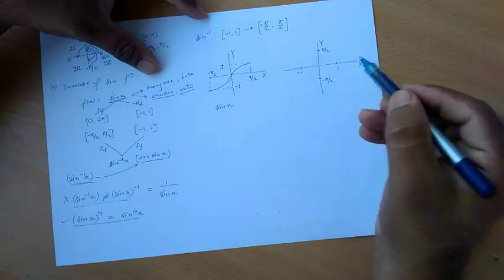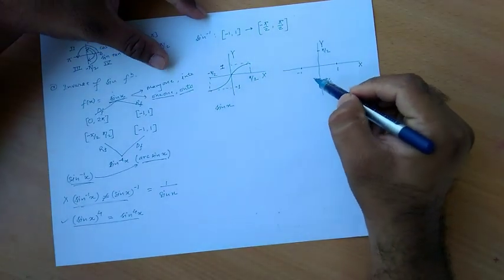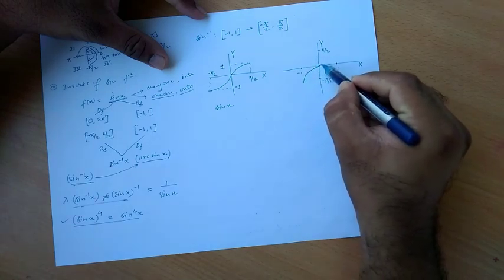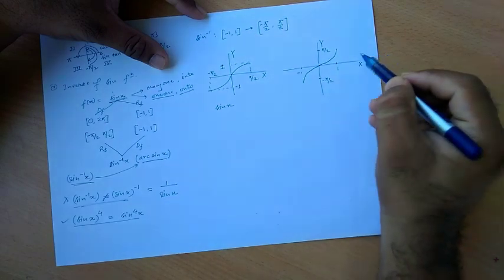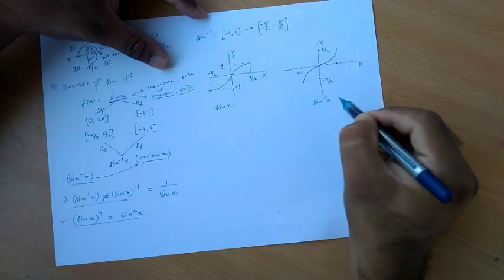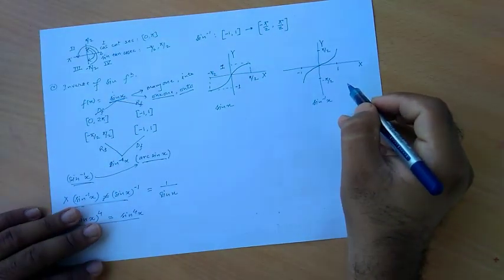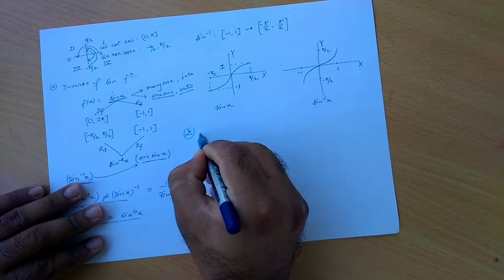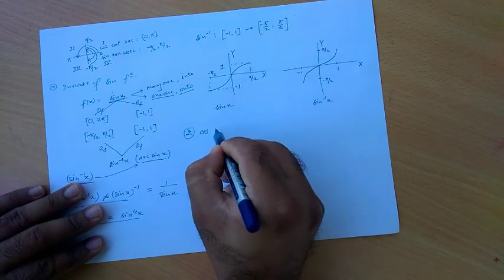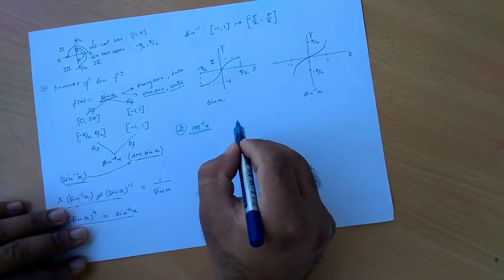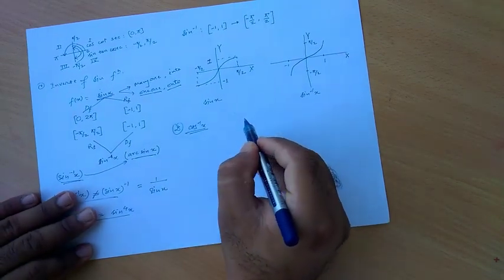So the graph can look like this. Whatever we are getting is sine inverse x. This is the graph of sine inverse x. Let us consider the second one, inverse of cos. We will see the graph and some values.